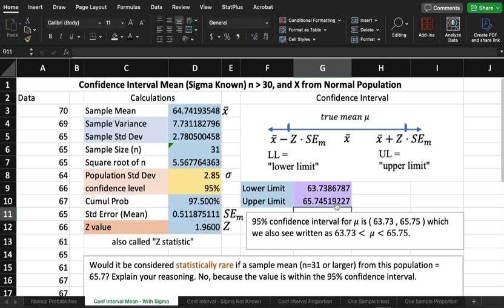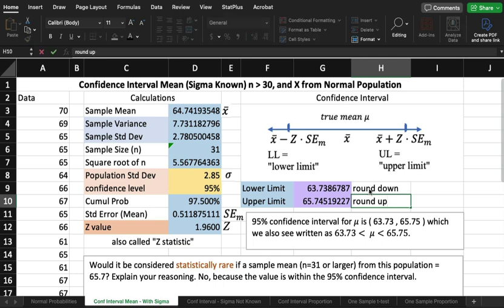So I want you to imagine now on our number line, right at the center would be 64.74. Somewhat to the left of that is going to be 63.73. And then over to the right, that's going to be 65.75, because that number we want to round up. So I'm just going to type in here, the lower limit we want to round down, the upper limit we want to round up.